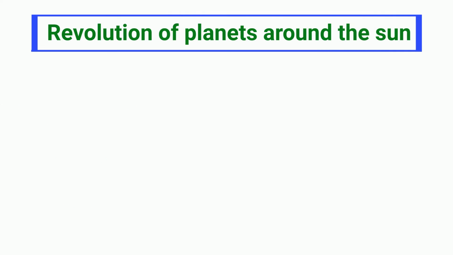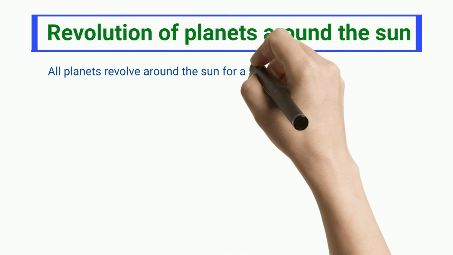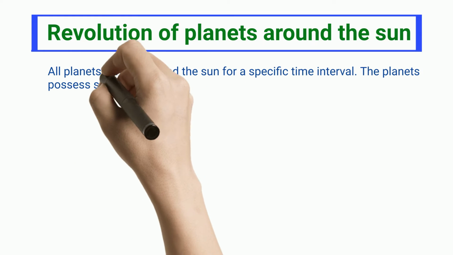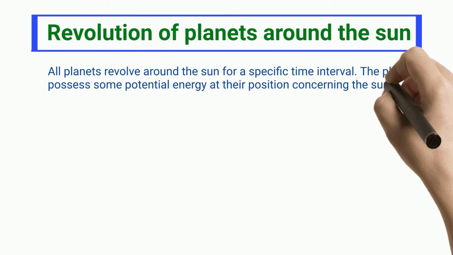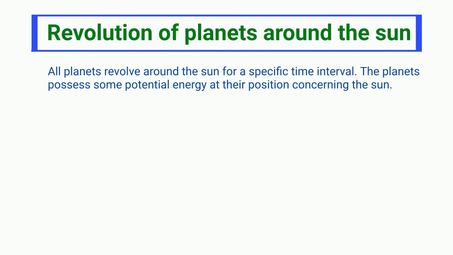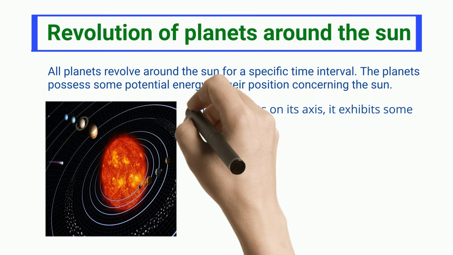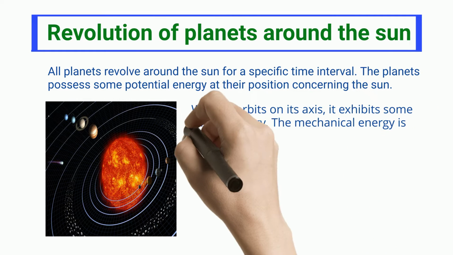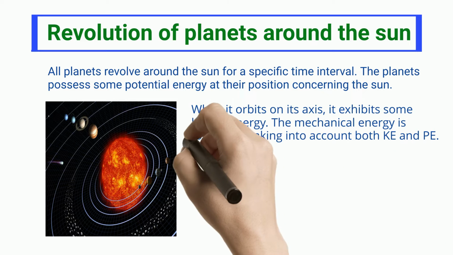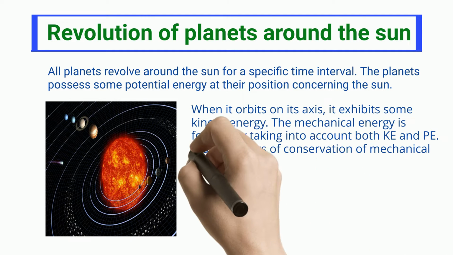Revolution of planets around the sun. All planets revolve around the sun for a specific time interval. The planets possess some potential energy at their position with respect to the sun. When it orbits on its axis, it exhibits some kinetic energy. The mechanical energy is formed by taking into account both KE and PE.